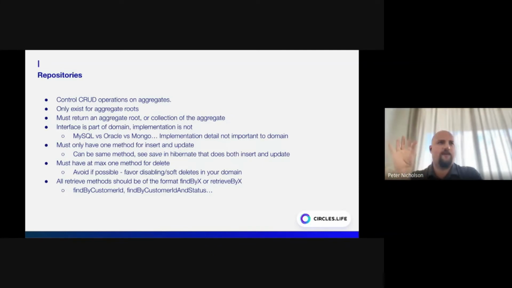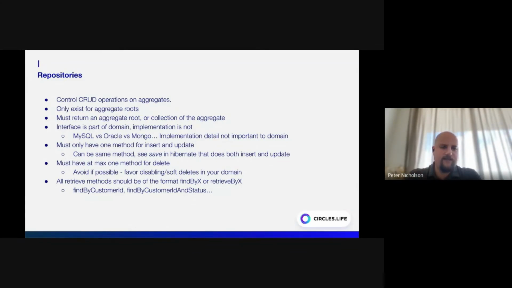I favor setting some is enabled flag to false or is deleted flag to true, and keeping that in the database. And all your retrieve methods should be in the format of find by X or retrieve by X. The example I'm using is find by customer ID, find by customer ID and status. That should be the format of your methods, because the fact that I can locate these things by my customer ID or my customer ID and a status or a date range are important things to express in the domain.